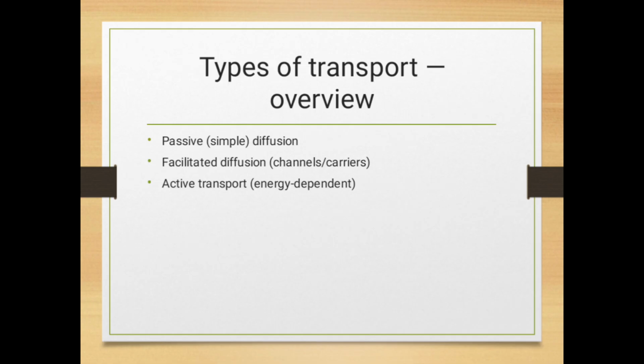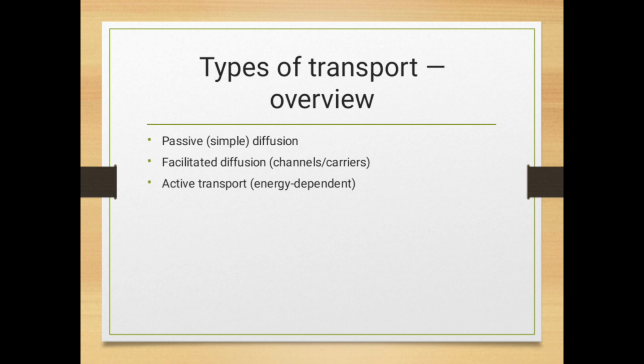Moving further, types of transport overview. So students, transport across a membrane or in solution happens in three broad ways. The first one is passive diffusion, where the molecule crosses directly, driven by the concentration gradient. The second one is facilitated diffusion, where special proteins like channels or carriers help molecules to cross, still downhill energetically, right? And here no direct ATP is required.